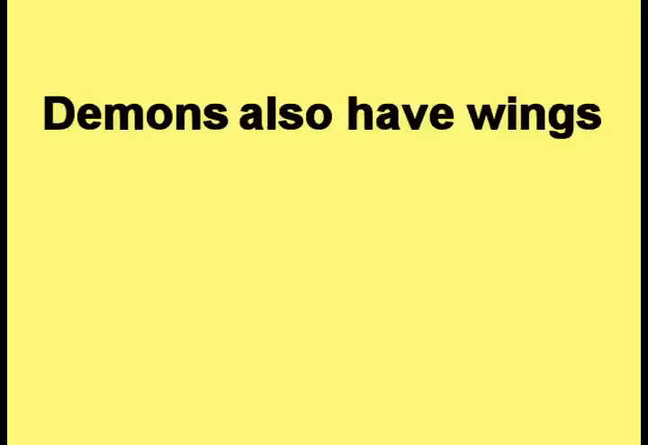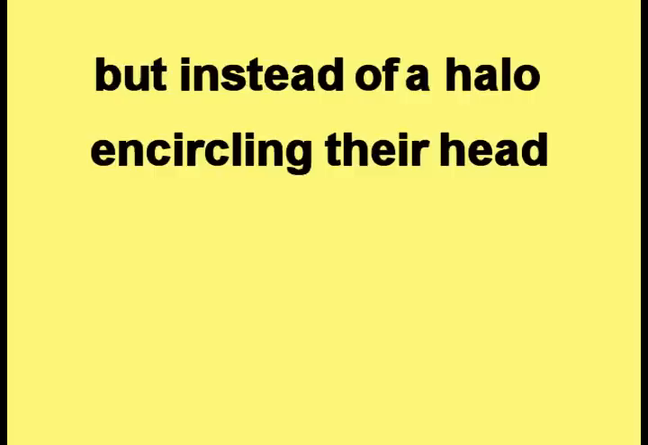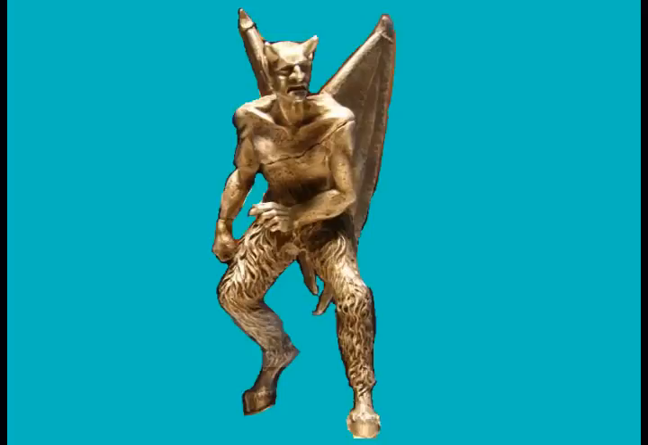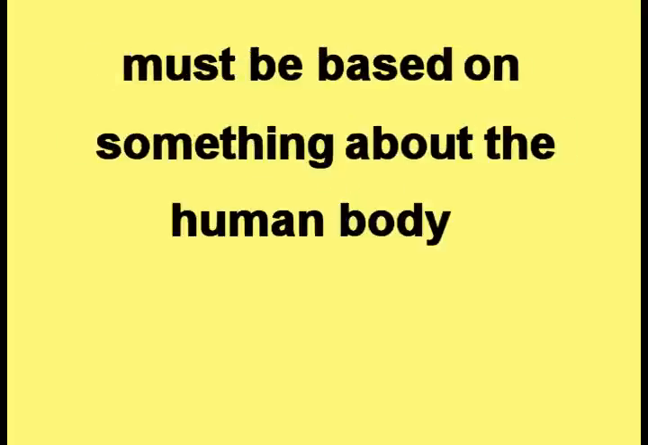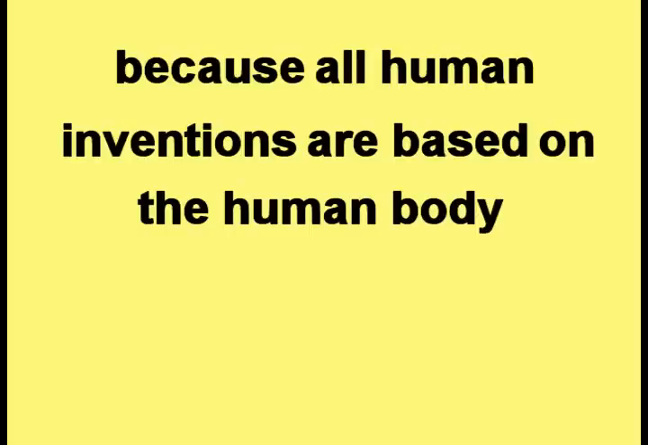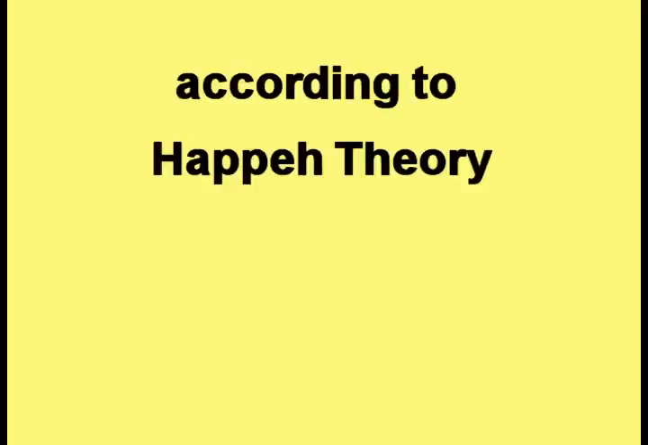Demons also have wings, but instead of a halo encircling their head, demons have two horns sticking out of their head. Here is an example picture of a demon. According to Happeh Theory, angels and demons cannot be imaginary mythical creatures. The invention of the concepts of angels and demons must be based on something about the human body, because all human inventions are based on the human body, according to Happeh Theory.